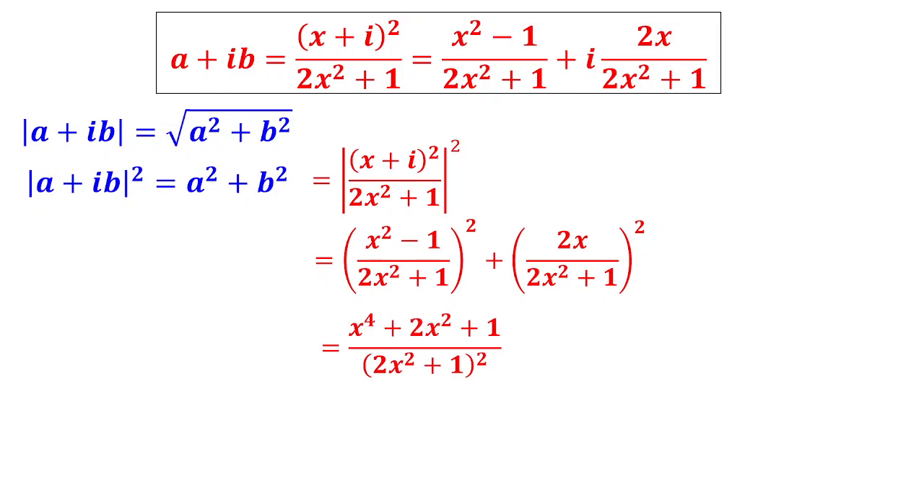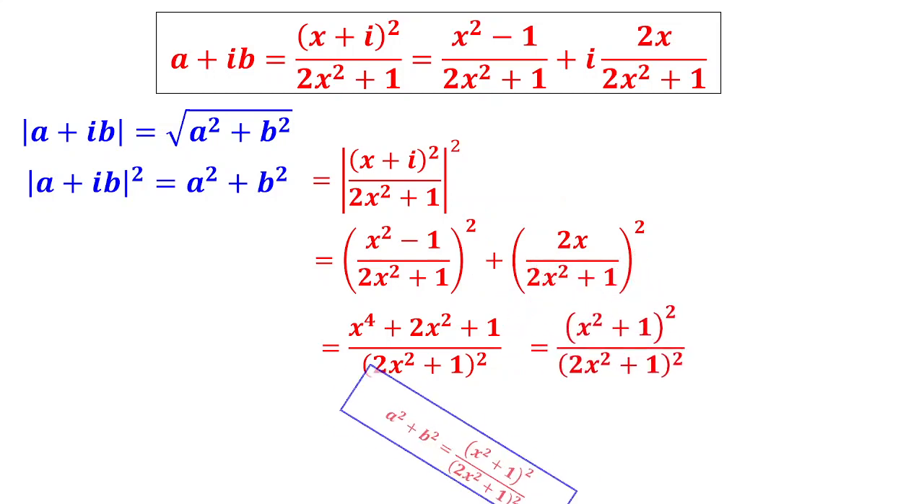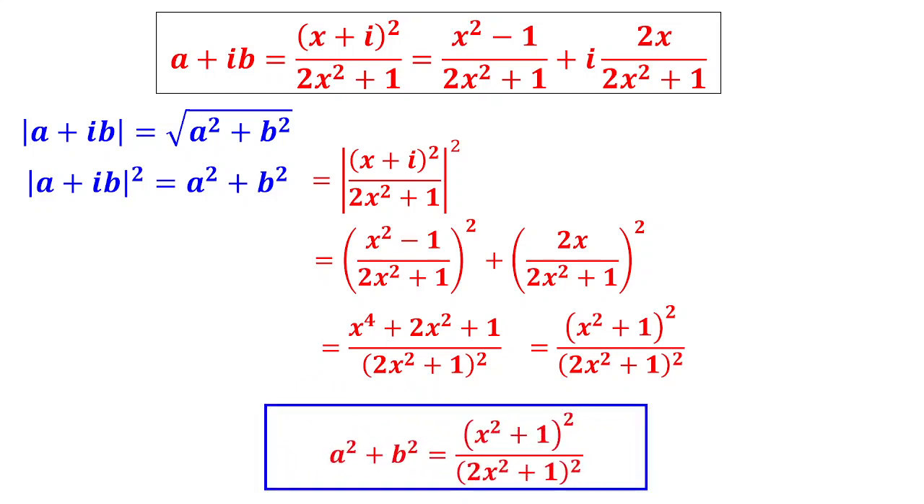I am taking the LCM. Numerator becomes x power 4 plus 2x square plus 1, which is nothing but (x square plus 1) the whole square. So you have proved a square plus b square is equal to (x square plus 1) the whole square upon (2x square plus 1) the whole square. Here we are using the idea of what is the modulus of a complex number and what is the modulus of a complex number square.